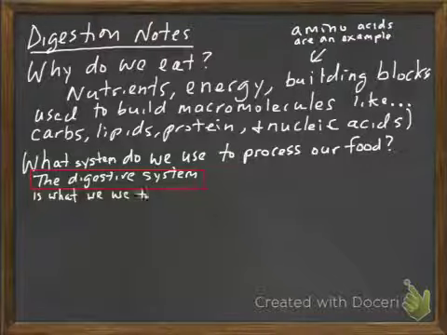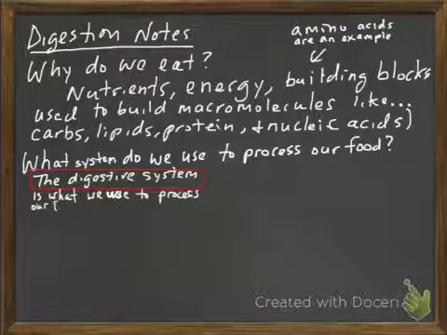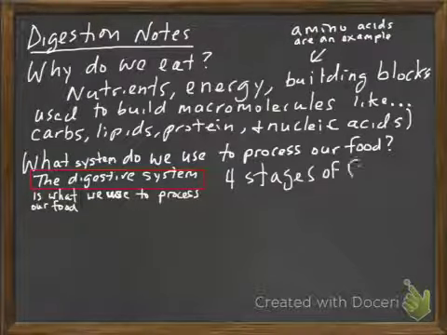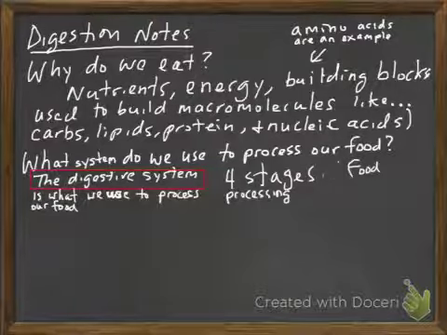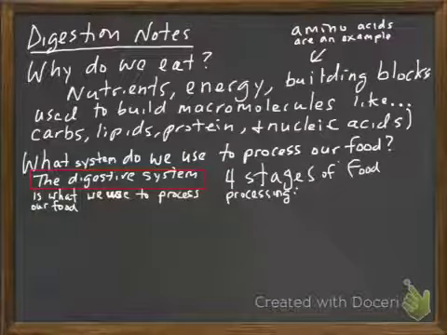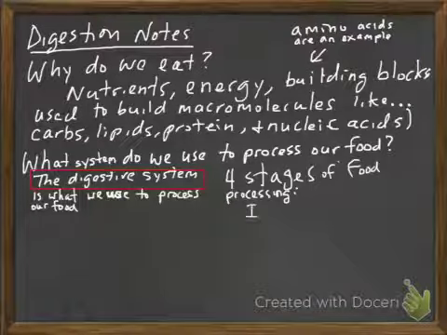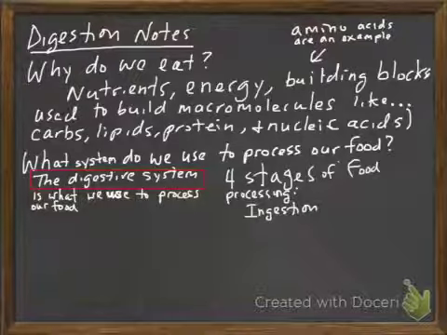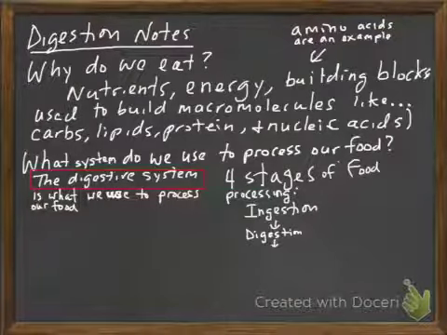And we're going to look in more detail at the structures in the digestive system, but what we want to do first is look at the 4 stages, how the food that we take in actually gets processed. There's 4 stages, and the first one's ingestion. And the second one is digestion, and we'll talk about what ingestion and digestion are now.